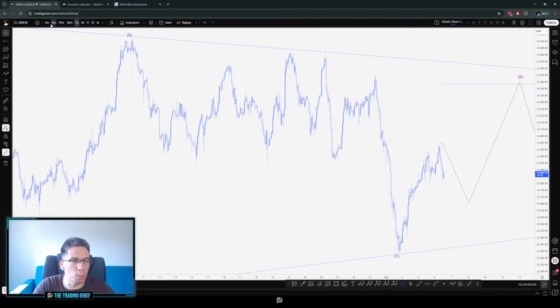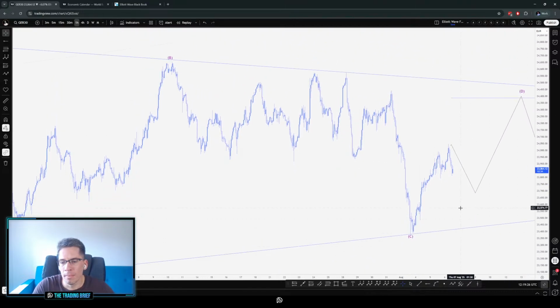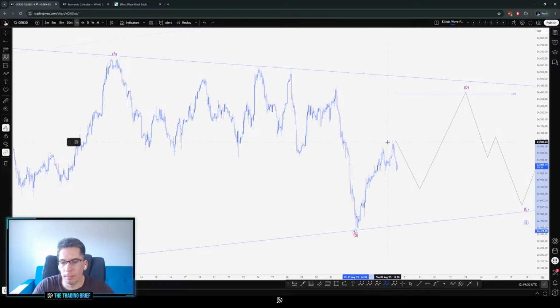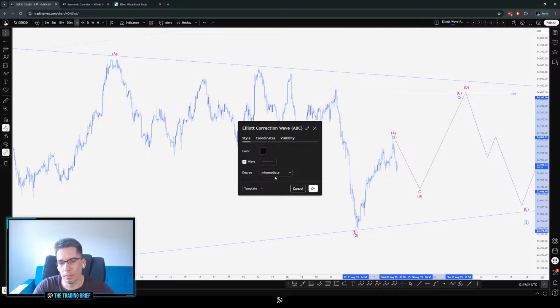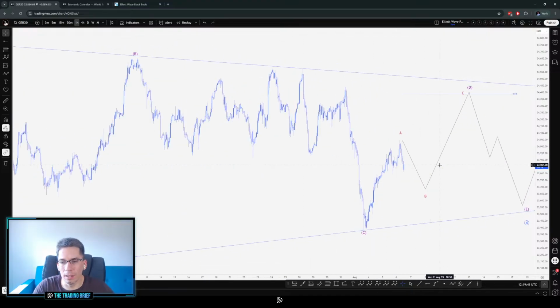DAX was on my watch list all morning. It took some small play towards the downside. I took this flag formation short, and that's all that I took, to be honest. We are still considering this as a potential larger triangle where we are in the wave B. The ideal scenario for the end of the wave B can be here, 23,712 to 23,636. So from there, buy.